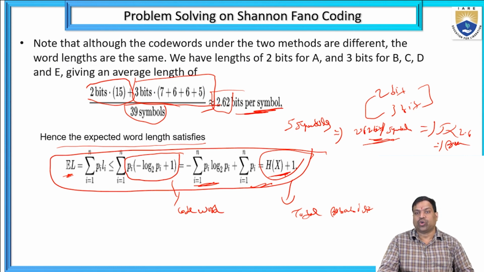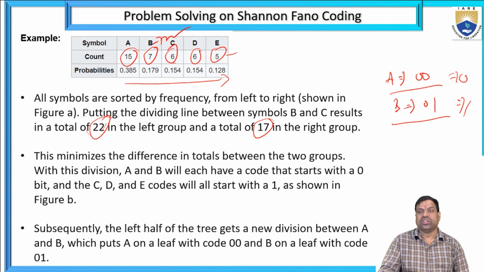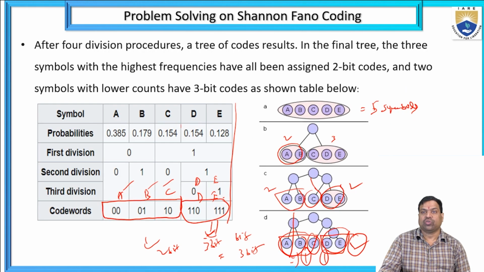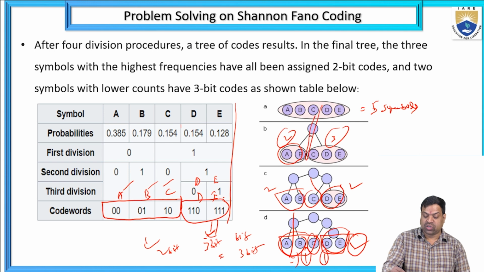We find the entropy, then the average word length L, then the total length. So here the source symbols, the counts and the probabilities are given, and we have to find the total probability with the entropy. We already know that we divide into 2 groups, with 2 and 3 symbols. AB is one group, CD is one group.